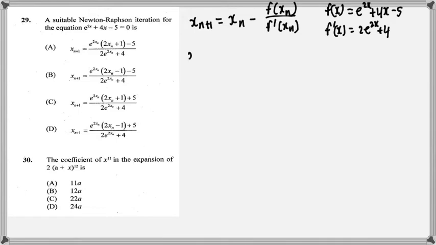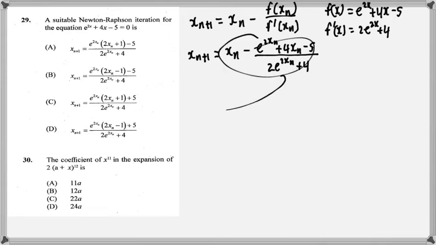So let's work. We have x subscript n plus 1 is equal to x subscript n minus f of x. Let's substitute that f of x subscript n, so it will be e to the 2x subscript n plus 4x subscript n minus 5, all on 2 by e to the 2x subscript n plus 4. So this is what we have. But this doesn't look like any of these options, so that's a little cause for some concern.